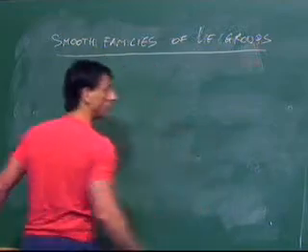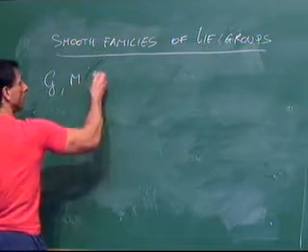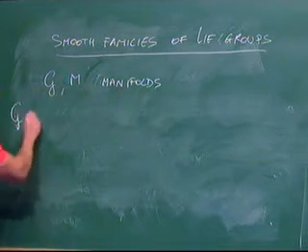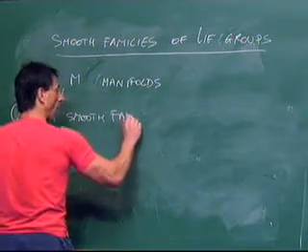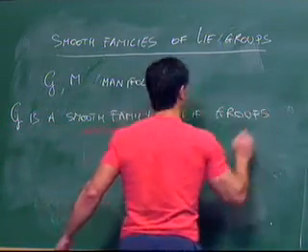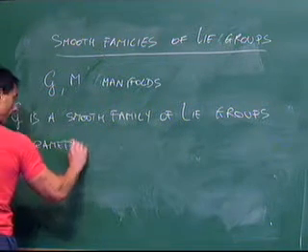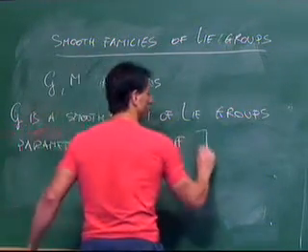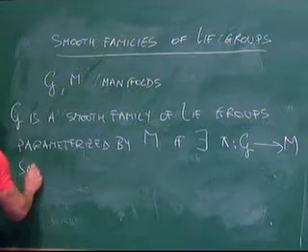For those of you who know the language of groupoids, this is much easier. You take two manifolds, G and M. You say that G is a smooth family of Lie groups parameterized by points of M if it is given a smooth submersion from G to M.